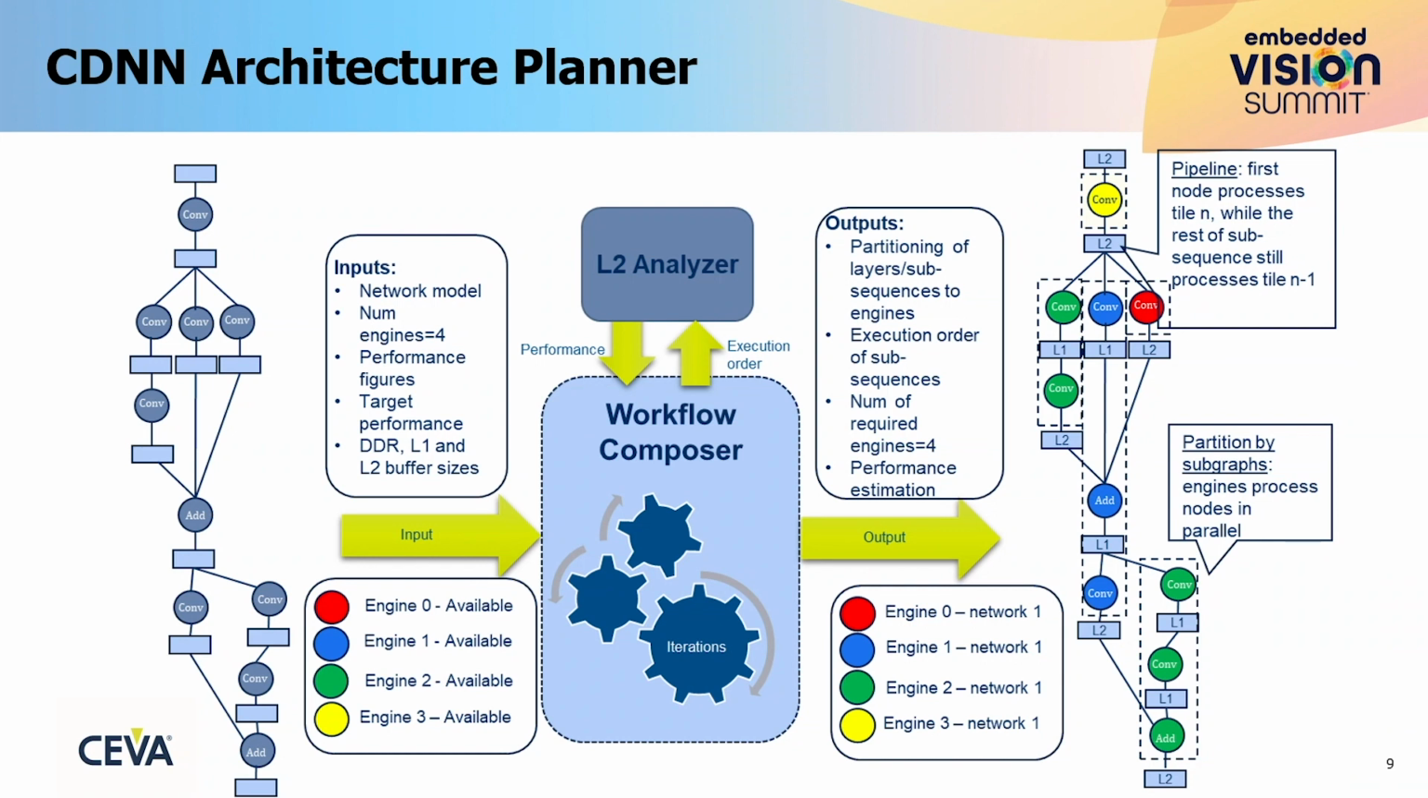This is a depiction of the architecture planner, the tool that determines how the workload is going to be partitioned amongst the engines. In this example, we take a model on the left-hand side, plus the parameters: the number of engines, and also some configuration parameters about the available memories. Then the algorithm crunches, analyzes the model, and decides how to partition. In this case, it is partitioning by subgraphs, as you may see.